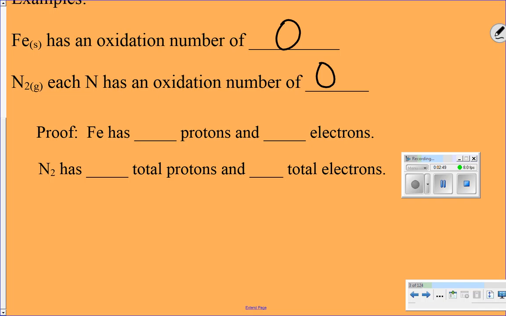The proof for this is iron has 26 protons and 26 electrons. We know that from looking at the periodic table. 26 positives and 26 negatives equal 0. It hasn't gained or lost anything. In N2, each of the nitrogens has 7 protons. So we have a total of 14 protons. Each of the nitrogens has 7 electrons. Total of 14 electrons. Equal number of protons and electrons are going to give us neutrality.